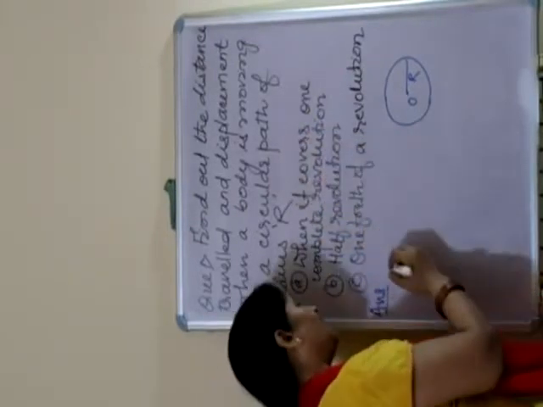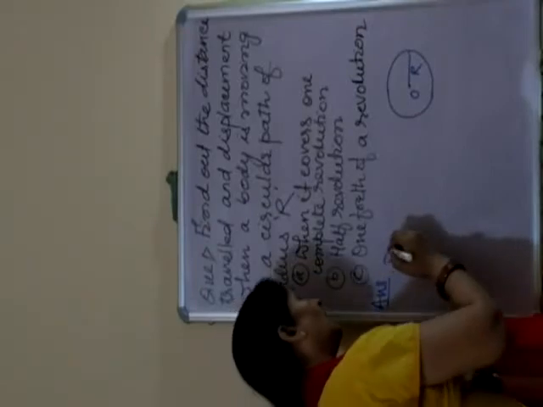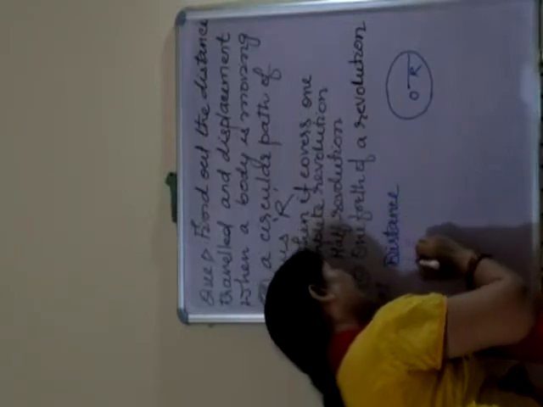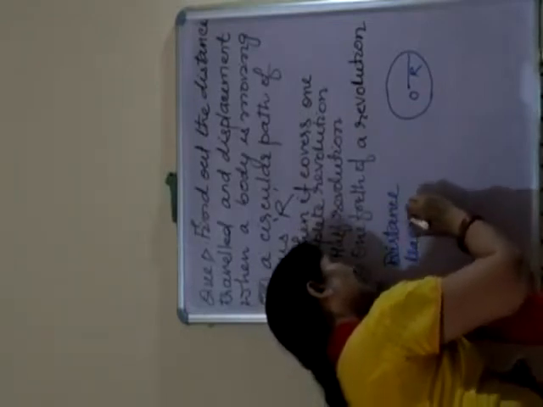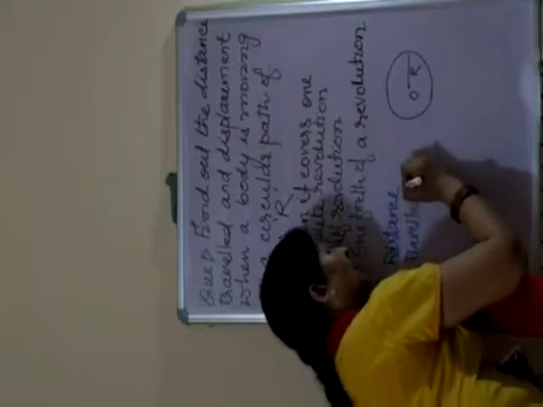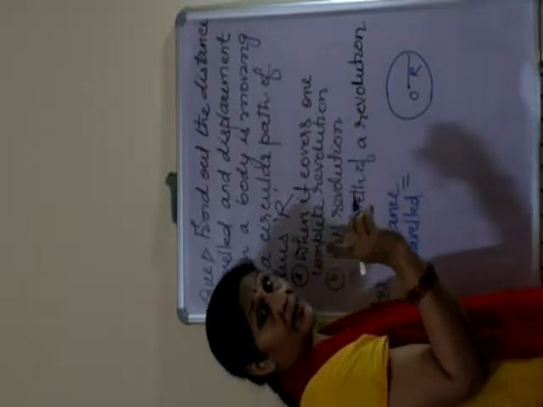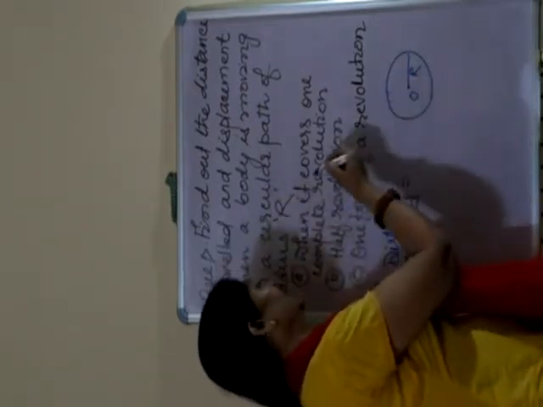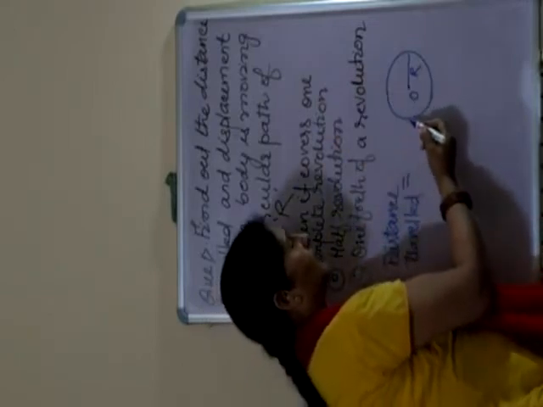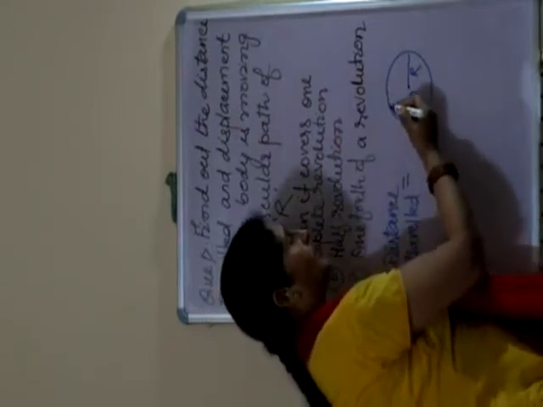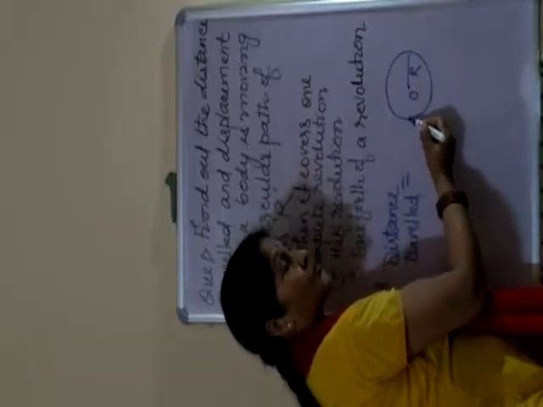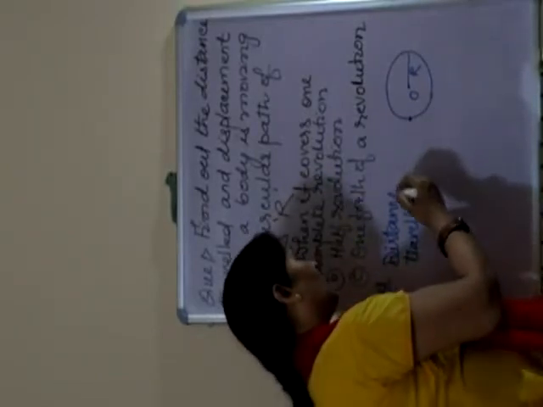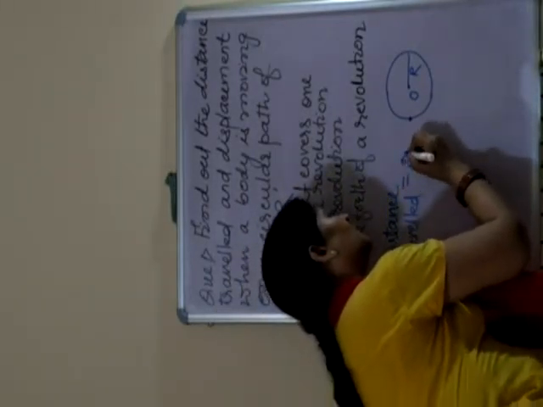First, distance traveled. Distance traveled is the total path length traveled by a person. So, when it completes its one revolution, suppose it starts from here and it will come back to here. So, the total path length will be what? The circumference of this circle. So, the distance traveled will be 2 pi r.